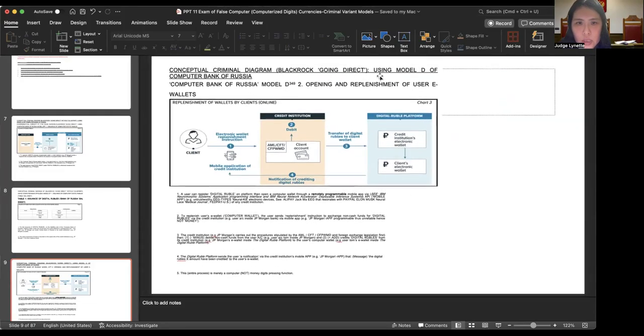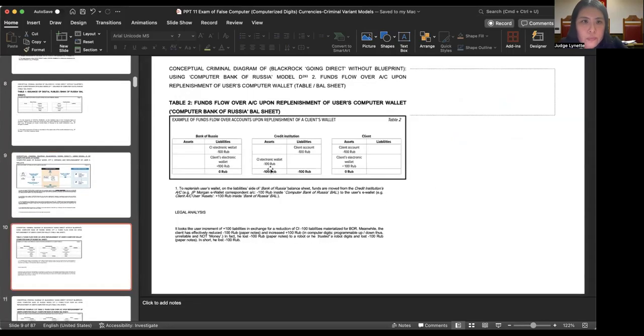You can see this is the diagram. Electronic wallet request from the user mobile app that is programmable remotely, and transfer of digital rubles to the client's e-wallet, which may very well in future the Pope will just try to do it straight into the brain, which is obviously unlawful. And table 2, funds flow.